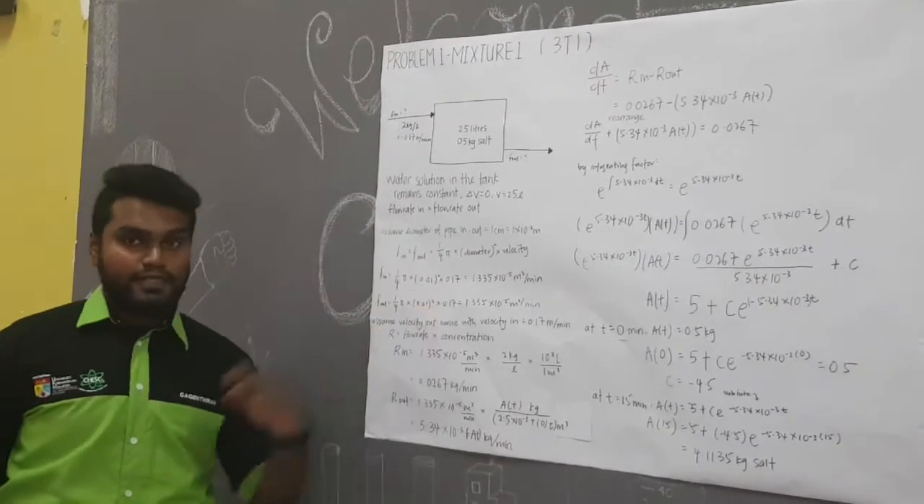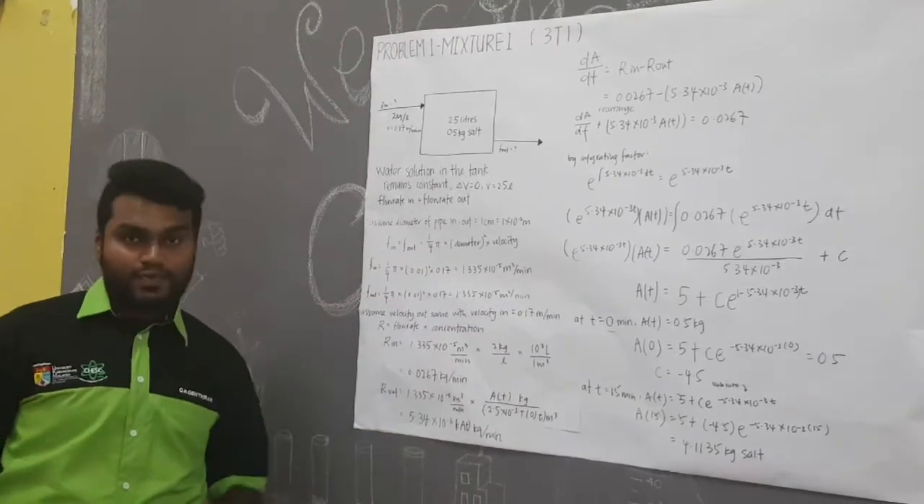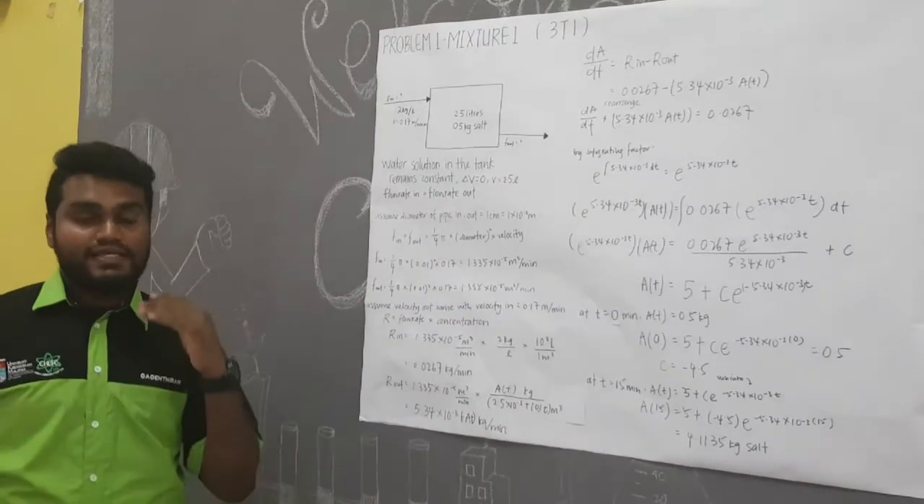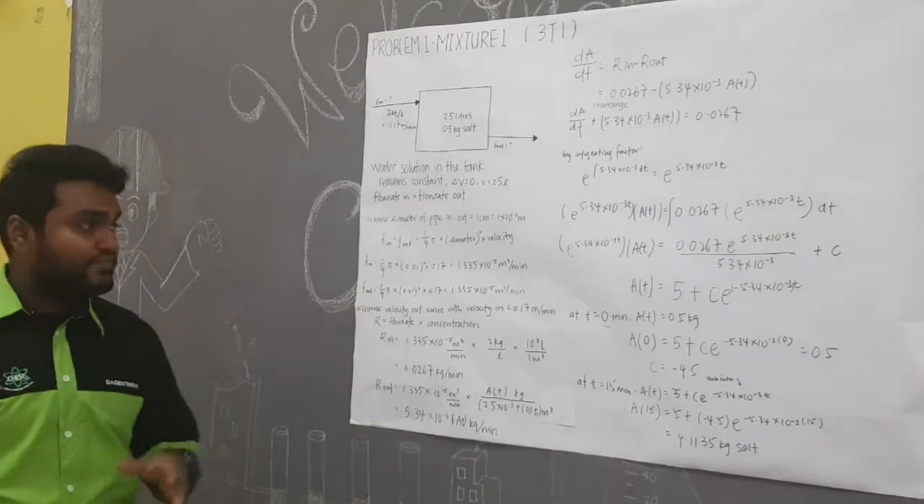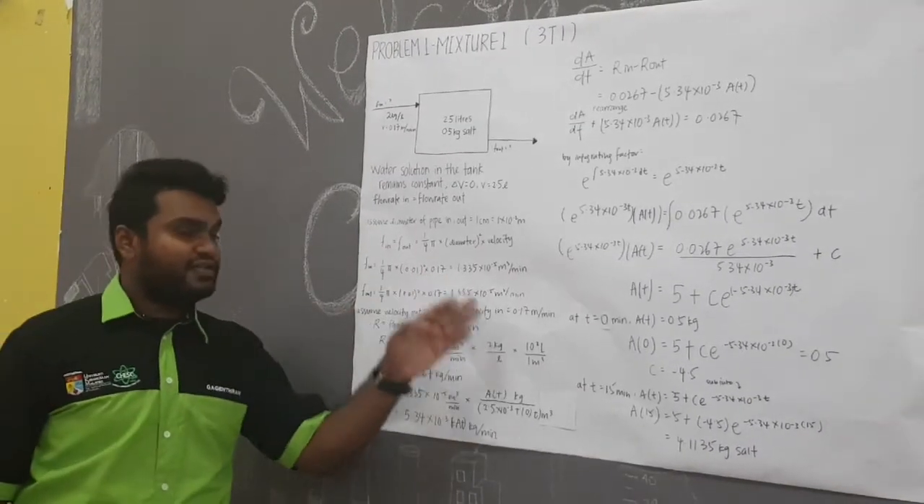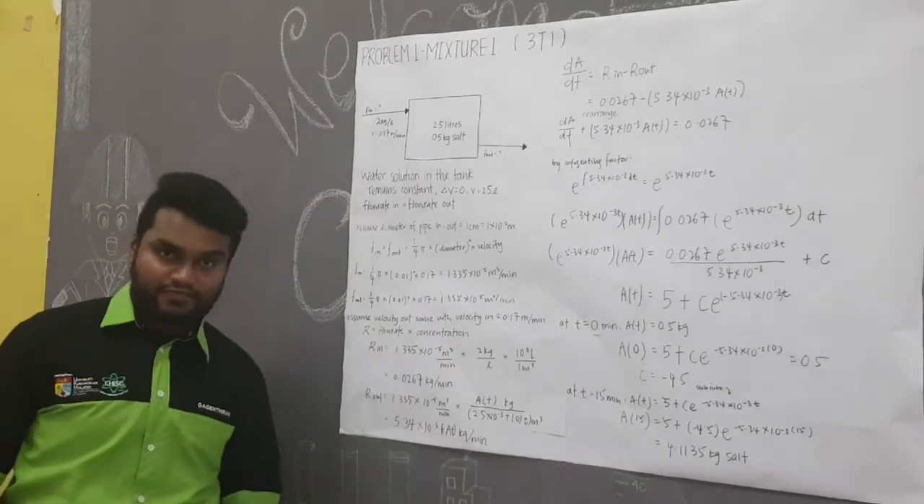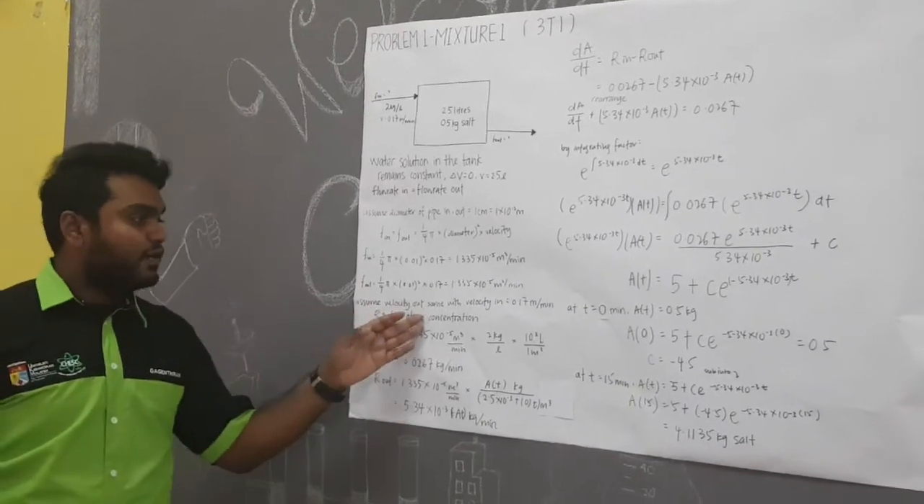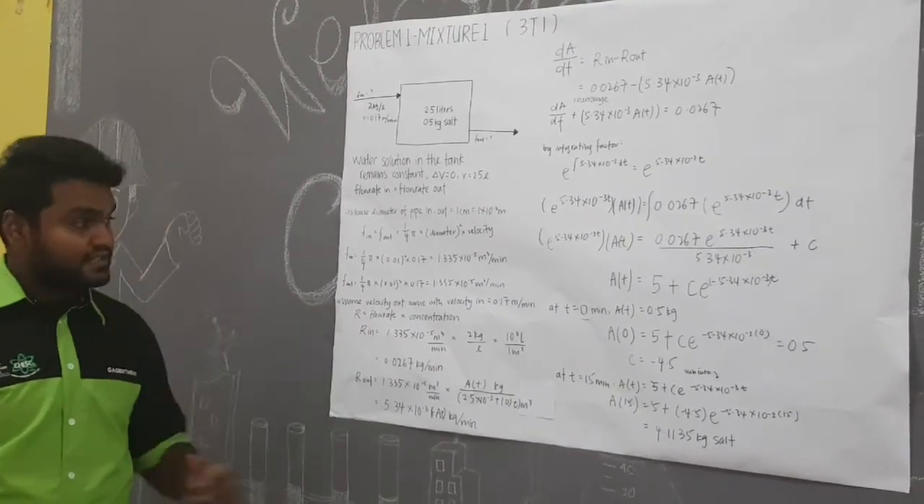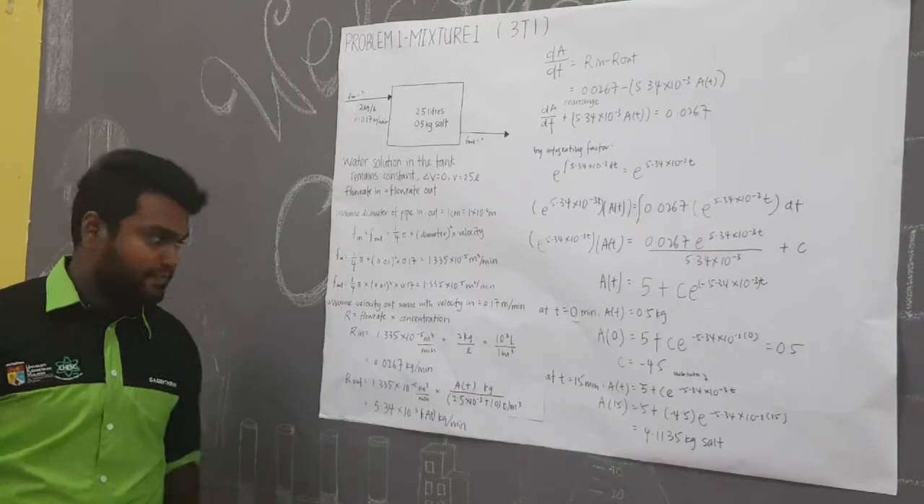So we use the formula: a quarter pi times diameter squared times velocity is equal to flow rate. That means the flow rate in and the flow rate out are the same value, which is 1.335 times 10 to the power of negative 5 meter cubed per minute. And then we assume that the velocity out is the same as the velocity in, which is 0.517 meter per minute.